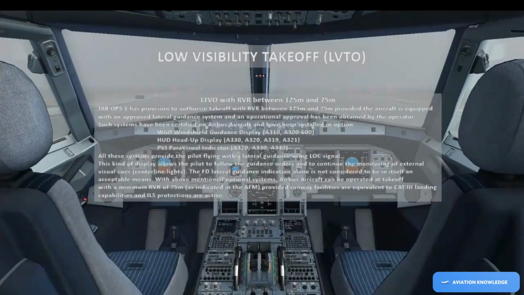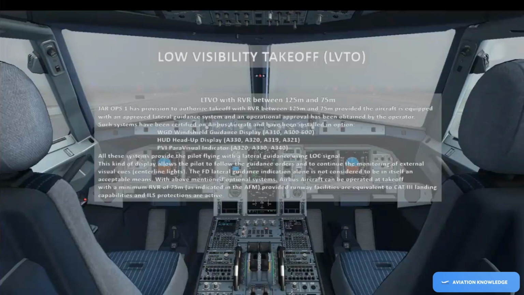Low visibility takeoff with RVR between 125 meters and 75 meters. JAR OPS-1 has provision to authorize takeoff with RVR between 125 meters and 75 meters, provided the aircraft is equipped with an approved lateral guidance system and an operational approval has been obtained by the operator.